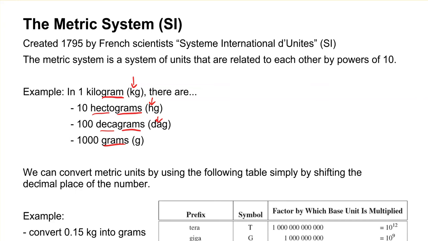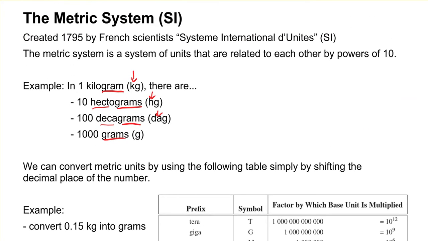We can convert metric units by using the following table simply by shifting the decimal place of the number. So remember, 1 kilogram, this is going to be really important. You're probably going to want to commit this to memory. It's just going to be easier that way. 1 kilogram is equal to 1,000 grams. So if I want to go from kilogram to gram, I got to multiply. If I want to go from gram to kilogram, I got to divide.